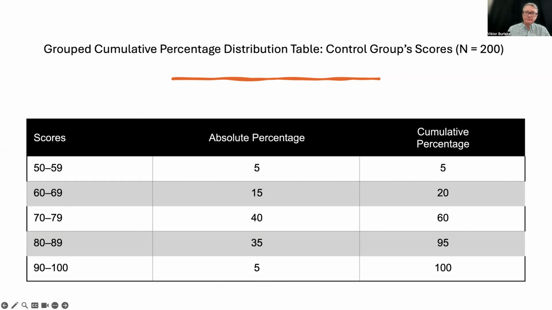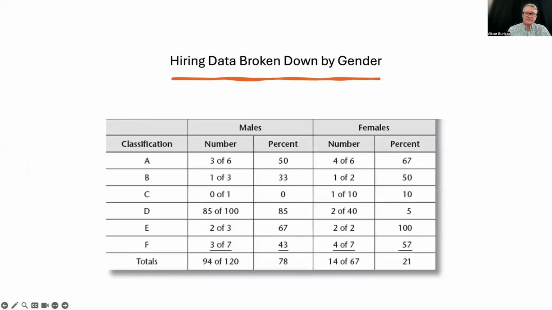For example, we might see that the control group has fewer participants scoring in the higher ranges, which could suggest that the intervention had a positive effect on the experimental group. This kind of comparison is key in social work research when evaluating the effectiveness of programs or services.